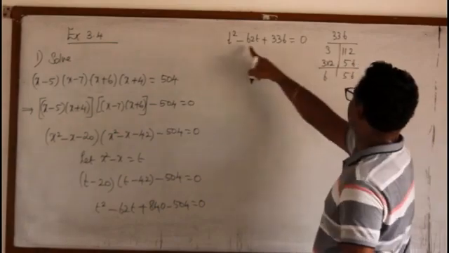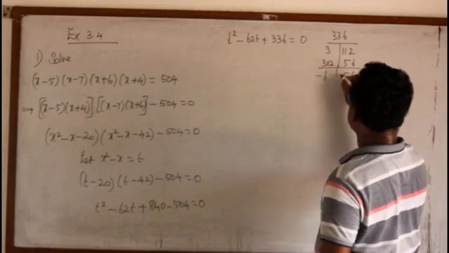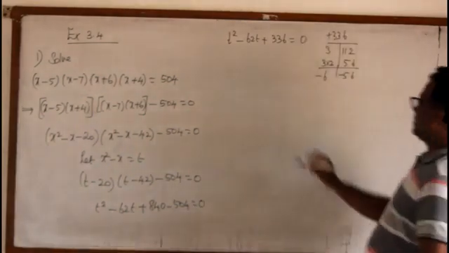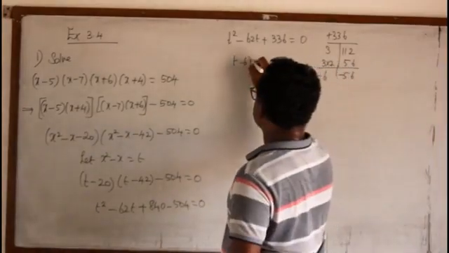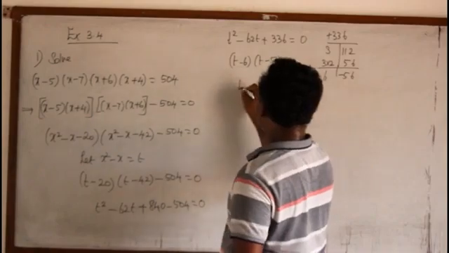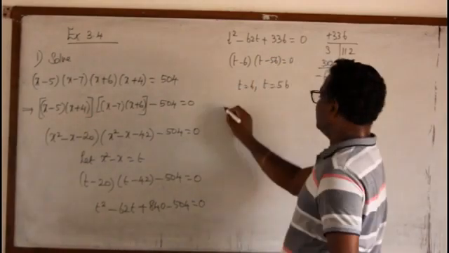When I add, am I getting 62? But I need minus 62. So minus 6 minus 56, so that it becomes plus 336. So it is (t minus 6)(t minus 56) equal to 0. t equal to 6, t equal to 56. Case 1.